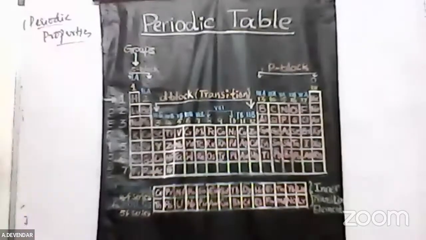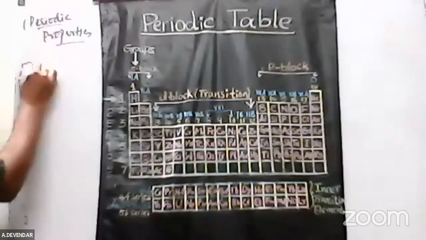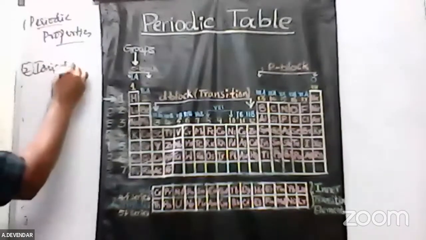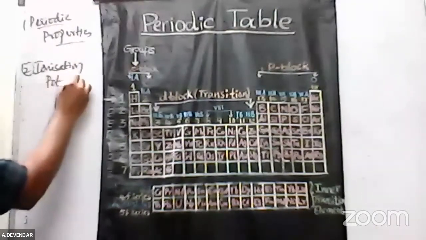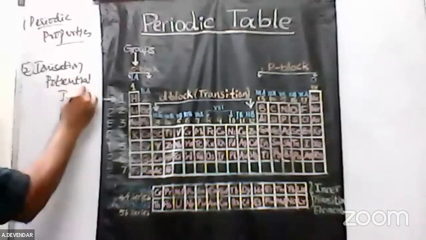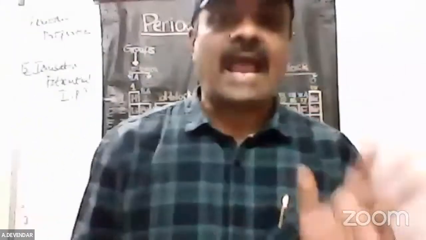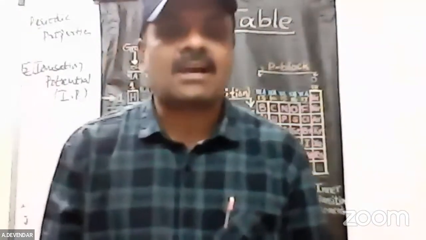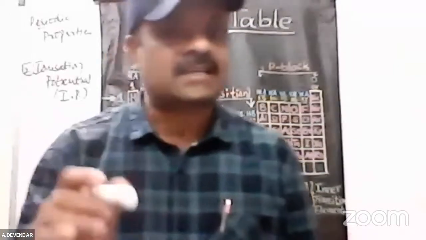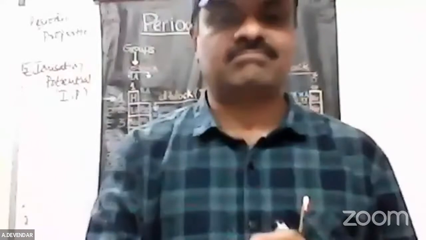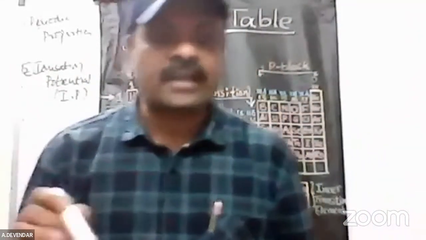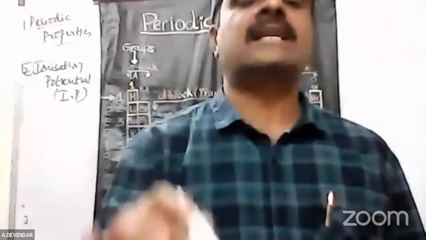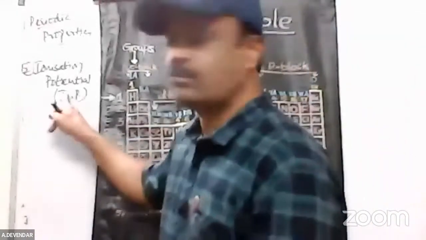Next, coming to the second property, ionization potential. It is called IP. What does ionization potential mean? In an atom, we remove the loosely held electron. The amount of energy required to remove one electron. Which electron? The loosely held electron, not all electrons. The amount of energy required to remove the loosely held electron in an atom is called ionization potential.